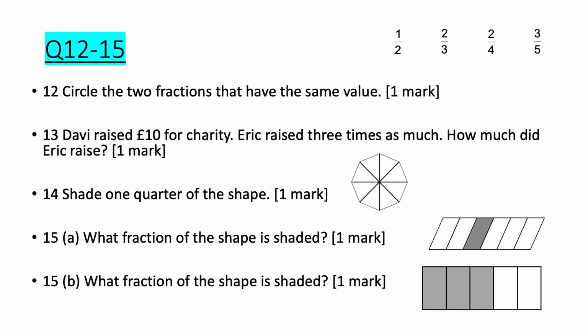Right, guys, question number 15. Circle the 2 fractions that have the same value. Well, a half and 2/4 are what I call equivalent fractions. Okay, so they have the same value. So these two are both the same. Okay, because 1 times 2 is 2 and 2 times 2 is 4. So they are what I call equivalent fractions.